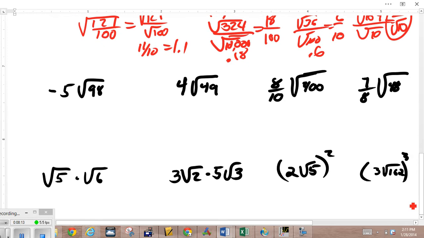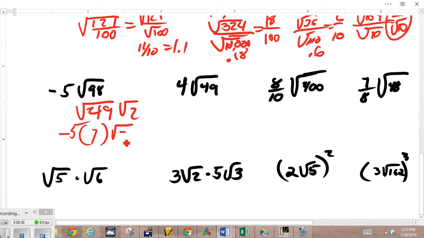Let's look down here. Now we're combining things. The square root of 98 should be recognized as 49 times 2. So the square root of 49 is 7. But I have a -5 to multiply that, and then I have the square root of 2 that comes down. My final answer is -35 times the square root of 2. This should be recognized as 4 times the square root of 49, which is 7, which becomes 28, right?